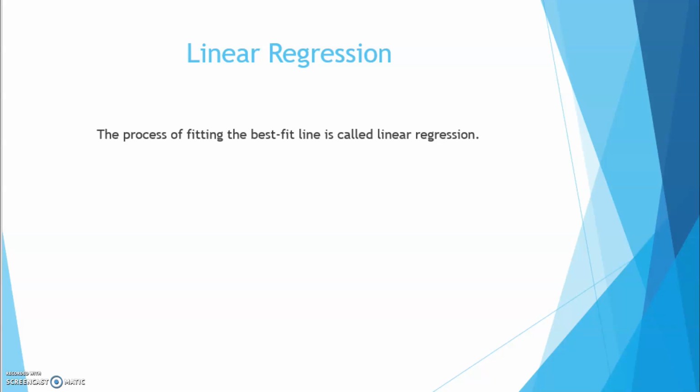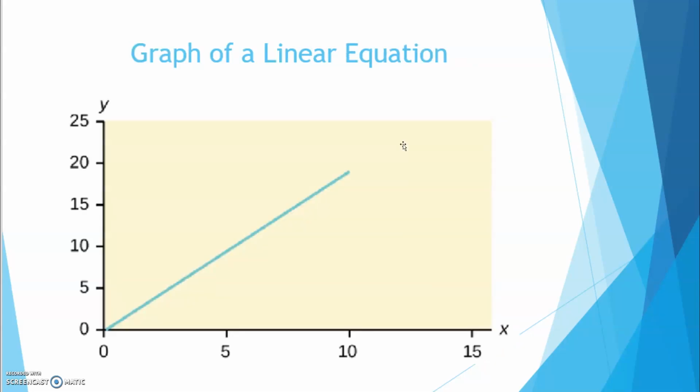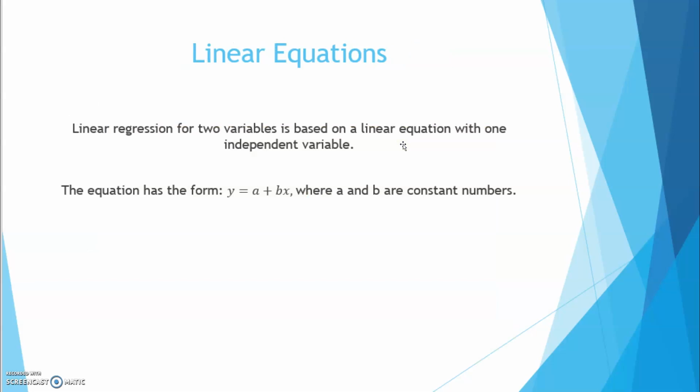Now if y'all remember from college algebra, linear is really just a straight line. Okay, it looks something like this right here. It's just a straight line. Okay, that's a graph of a linear equation. Okay, so the same thing back in college algebra.